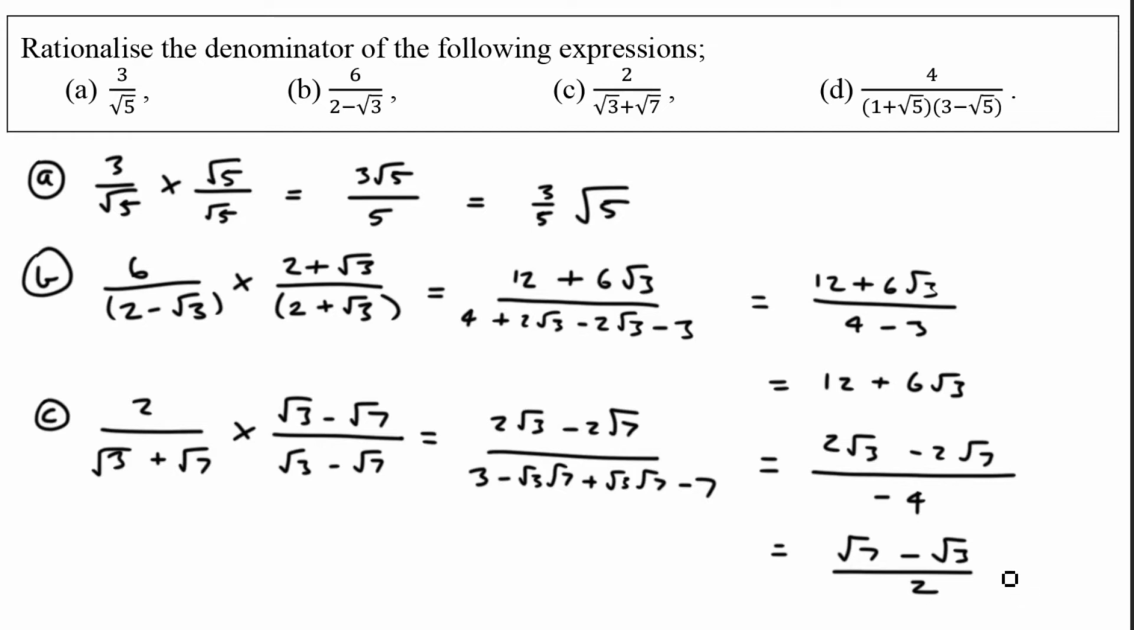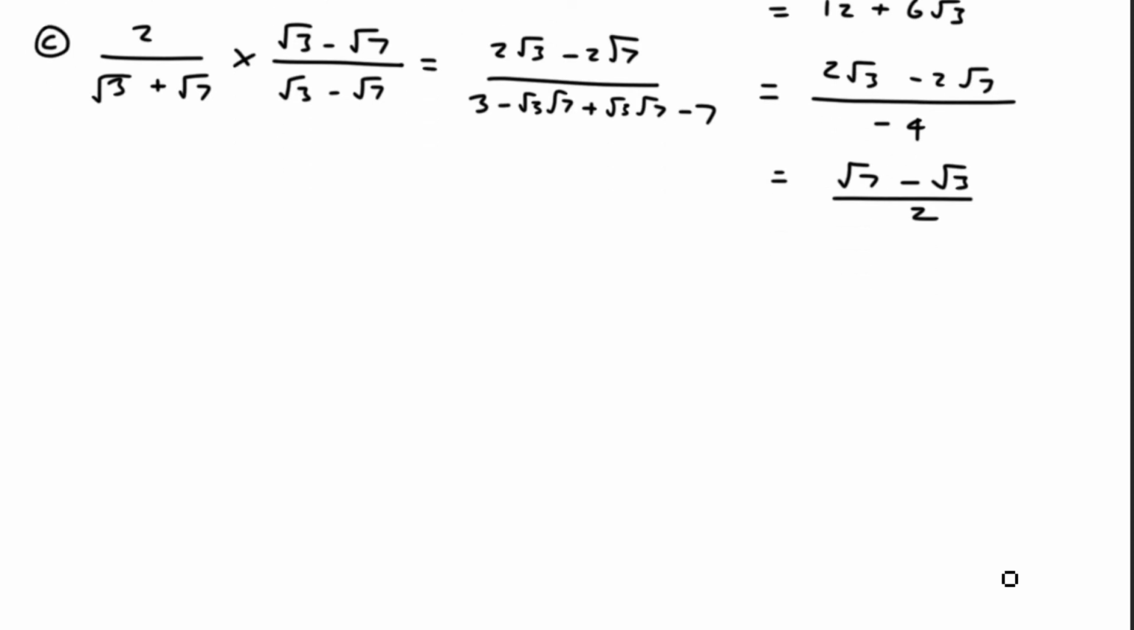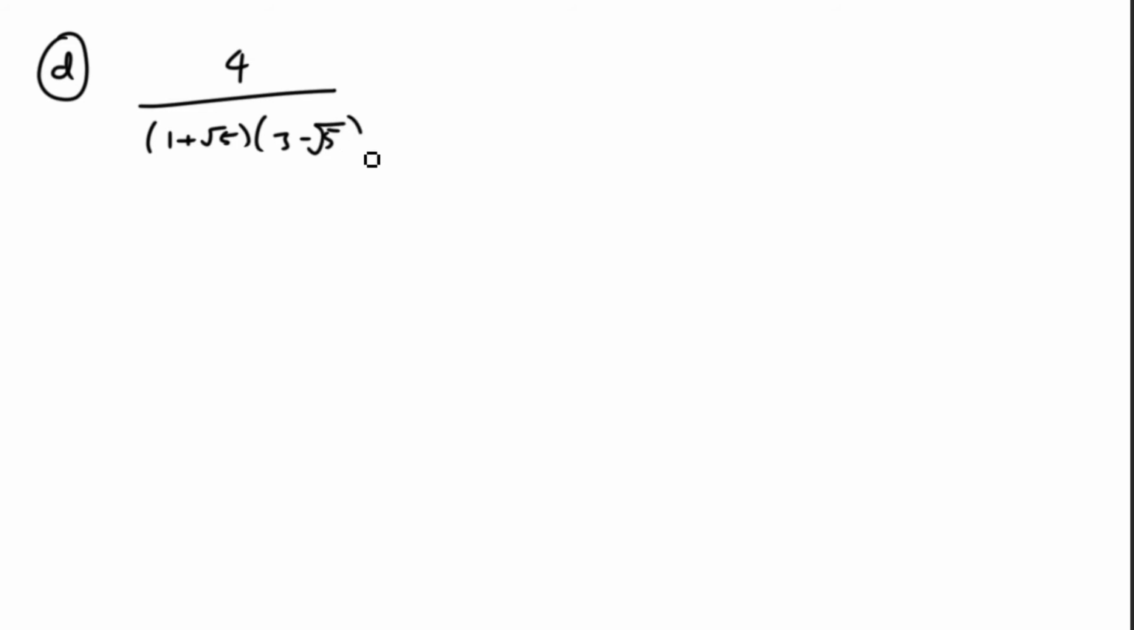Our last example looks much more complicated. We are asked to rationalise 4 over 1 plus root 5 times 3 subtract root 5. Is there any new trick we can use here? Well, no. All we have to do to begin with is to expand the bottom before we start rationalising.